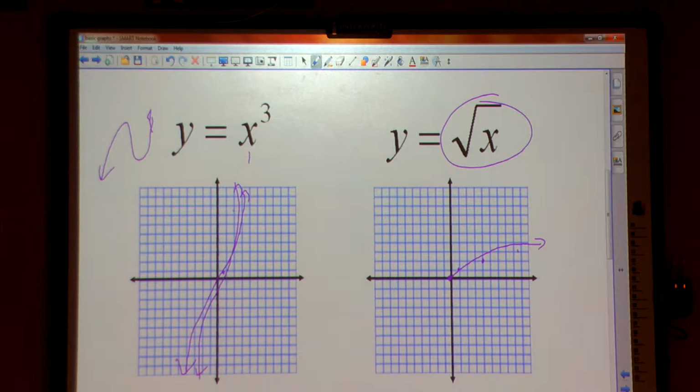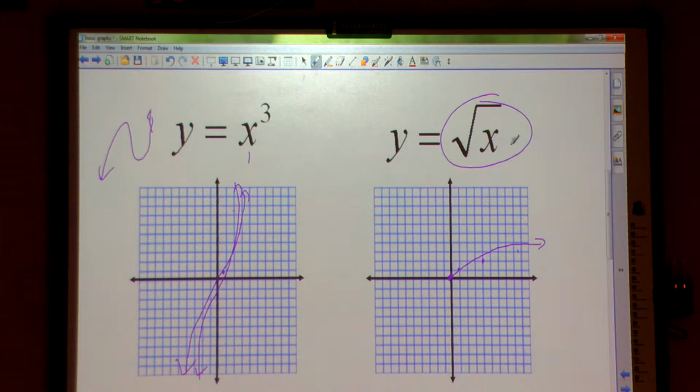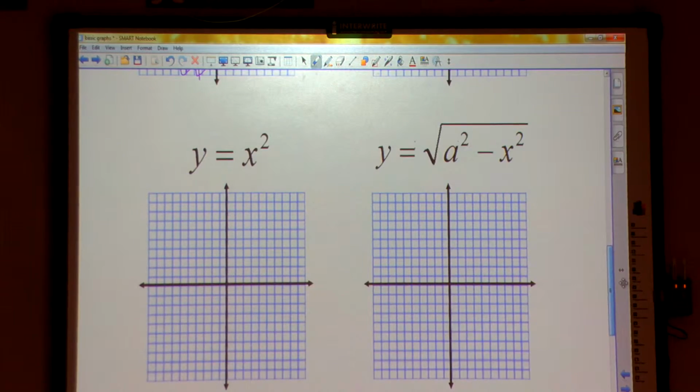Unlike the absolute value, there is a dot there. That is a closed circle. So that's what square root looks like. Now, of course, I could move that up or down by adding. I can move it right or left. I could reflect it by multiplying by a negative. But you need to know the basic square root of x is just like a hill. Okay, x squared, of course, we know, parabola.